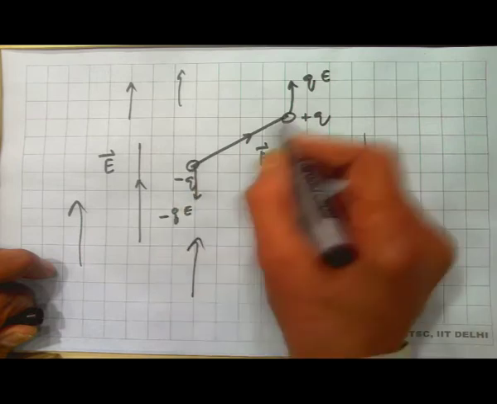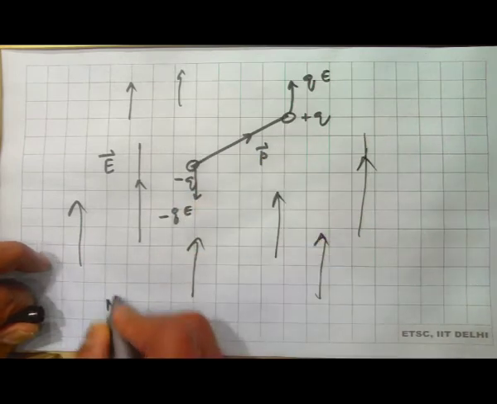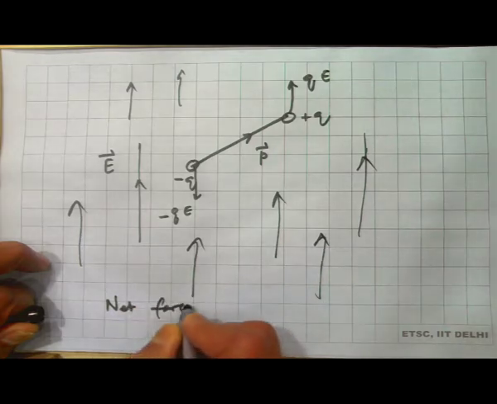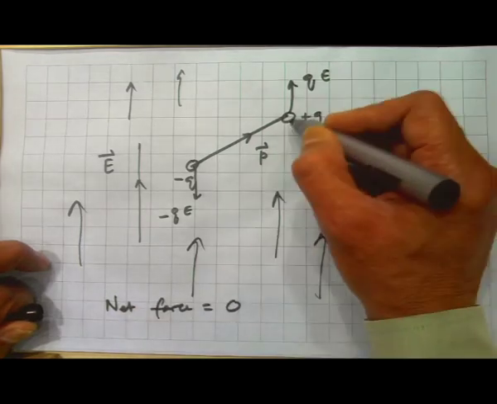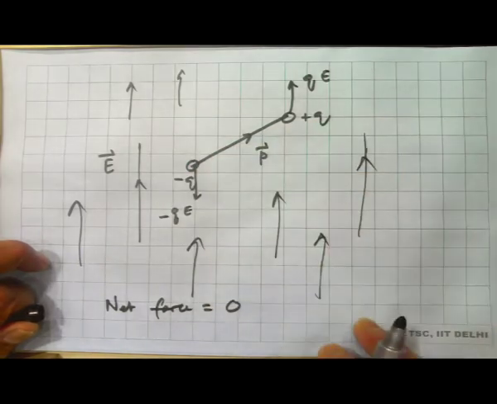So, there are two forces on the 2 points of the dipole, of equal magnitude. So, the net force becomes 0: plus q E on this charge, minus q E on this charge, and the total force on the dipole system becomes 0.